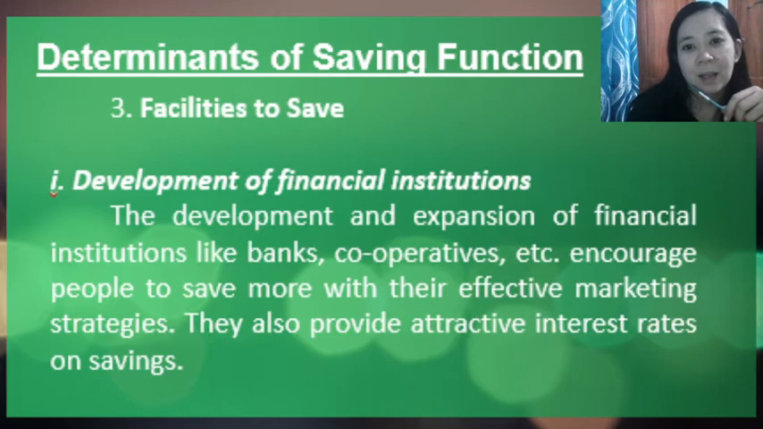So the third determinant of the saving function is the facilities to save. Here, the first factor under this one is the development of financial institutions. What are financial institutions? These are the organizations or institutions where you can have loans or you can invest.